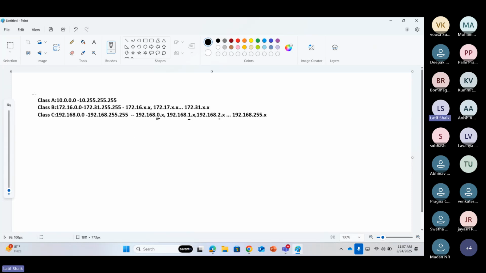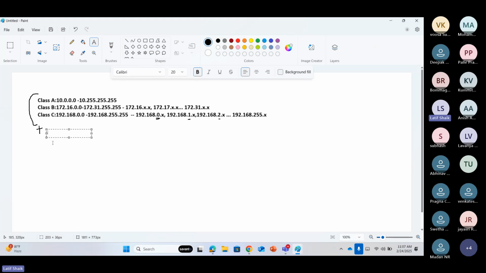Other than this, there are other IP address ranges you should add. One more range is called APIPA, the Automatic Private IP Addressing range. That is 169.254.0.0 to 169.254.255.255.